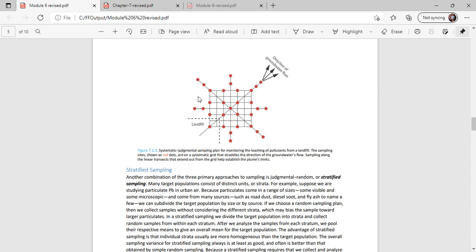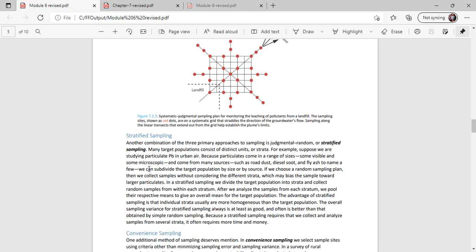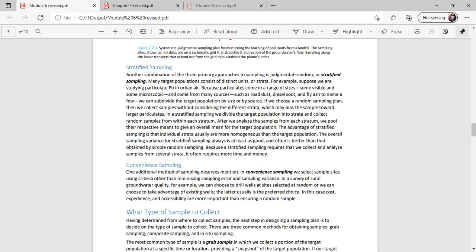So correct me if I'm wrong lang sa aton nga kasi glasa lang ko sa pag-count sa aton nga imo nga mga sampling area. Now you have here a stratified nga sampling. So what is a stratified nga sampling? Another combination of a 3 primary approach for your sampling is your judgmental random or your stratified sampling.